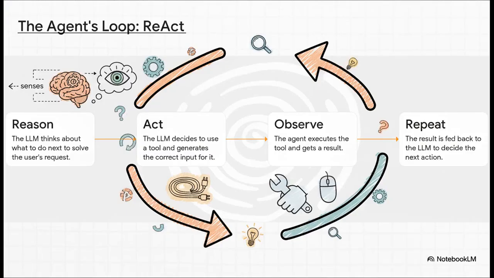And this whole process is driven by a simple but powerful loop, often called ReAct, which stands for reason and act. It's a constant cycle. First, the LLM reasons about the problem. Then it acts by choosing and using a tool. It then observes the result from that tool, and that result gets fed back into the loop to kick off the next round of reasoning. It just keeps repeating this cycle, reason, act, observe, over and over until the job is done.